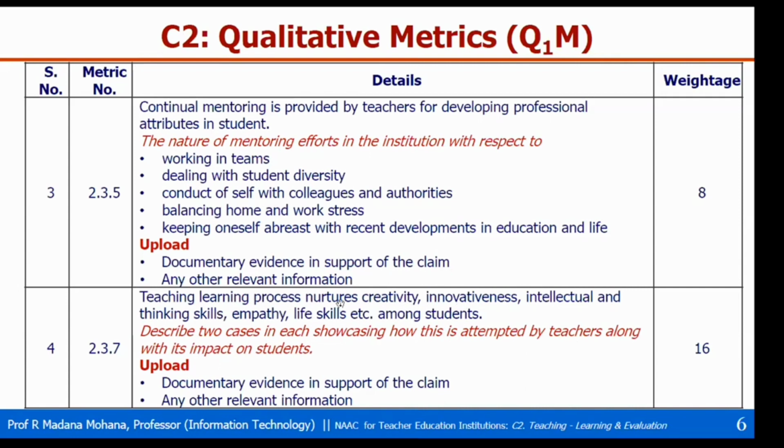So whatever approach you adopted, then how the students got habituated to this, the impact on students. Here, see, the highest marks are for this. Among all the qualitative metrics, this metric contains 16 marks. Whatever activity you are showcasing, at least 2 case studies we have to provide here. Documentary evidence in support of the claim, whatever you are showing. Then any other relevant information.